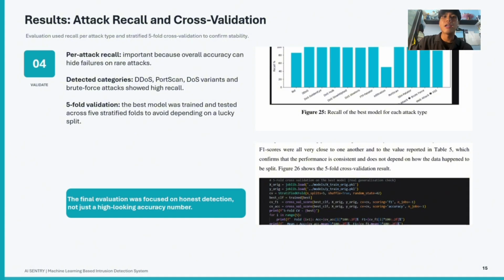force attacks. The best model was also evaluated using stratified 5-fold cross-validation. The training data was divided into 5 folds while maintaining a similar class distribution in each fold. The model was trained using 4 folds and tested using the remaining fold. This process was repeated 5 times. Cross-validation helped confirm that the model performance is stable and not only caused by one lucky train-test split. So the main focus of this evaluation is honest attack detection instead of producing only high-looking accuracy values.